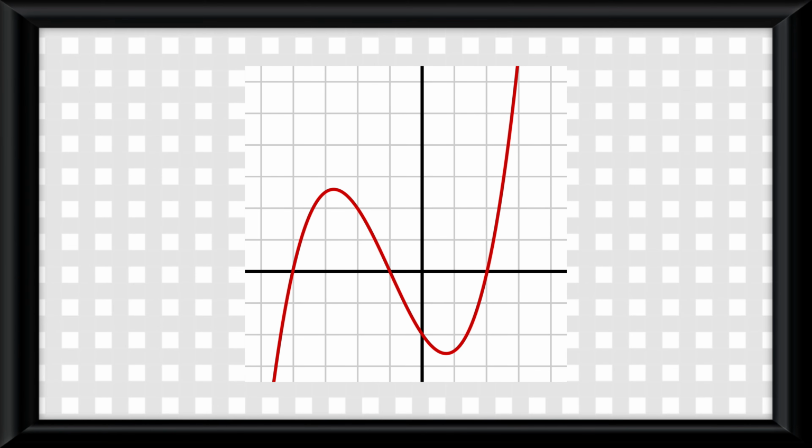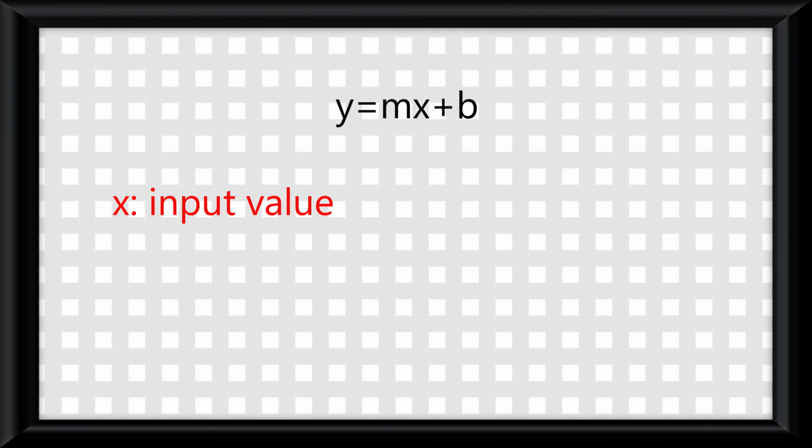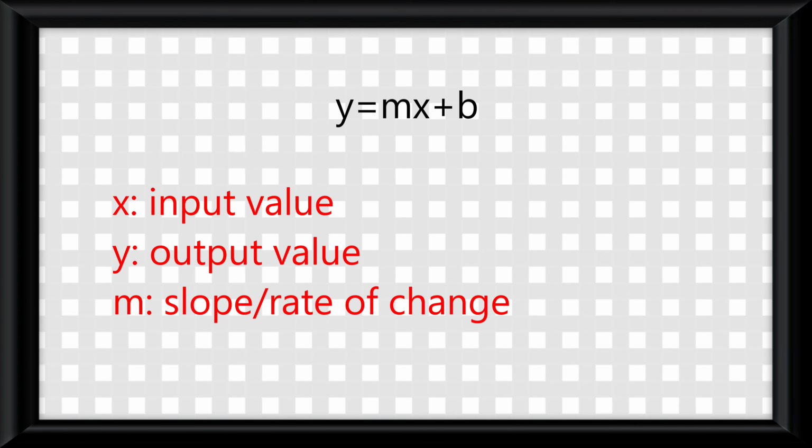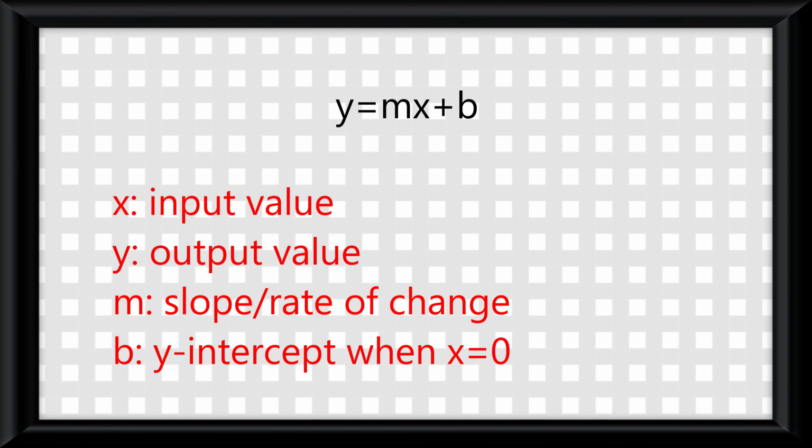Whenever a graph intersects the x-axis, the output value or y value is 0, meaning the corresponding x's or input values are said to be the zeros of the function. The equation to know here is y equals mx plus b, where x is the input, y is the output, m is the slope or rate of change, and b is the y-intercept, or whenever the graph crosses the y-axis.